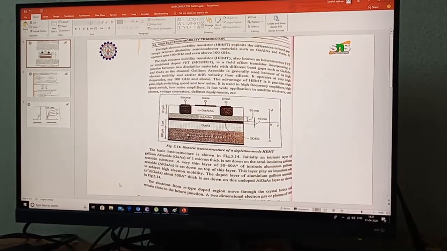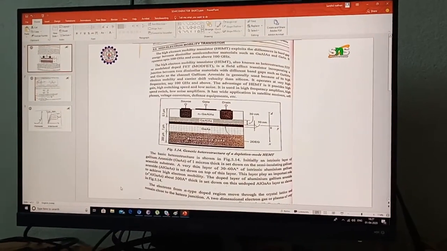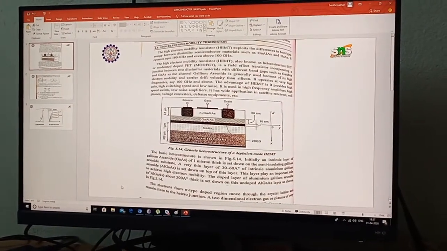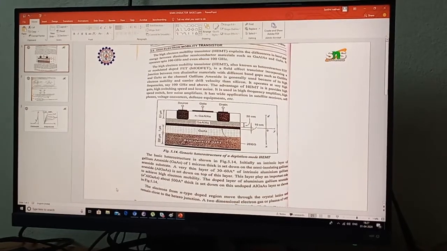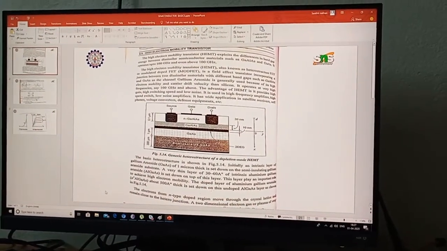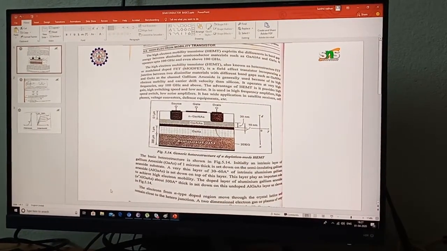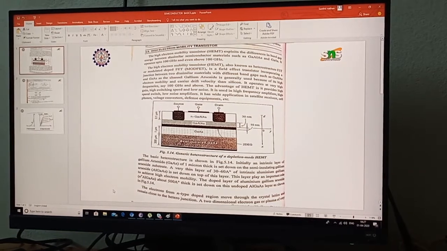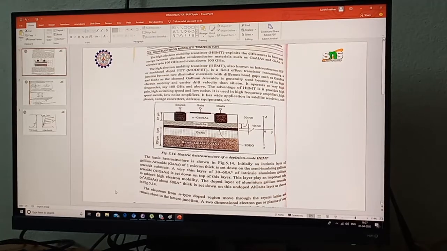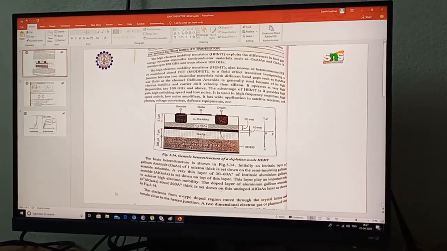It operates up to 100 gigahertz, even above 100 gigahertz. The high electron mobility transistor HEMT, also known as heterostructure FET or modulated doped FET, is a field effect transistor incorporating a junction between two dissimilar materials with a different band gap, such as gallium aluminium arsenide and gallium arsenide, as the channel, generally used because of its high electron mobility and carrier drift velocity than silicon.